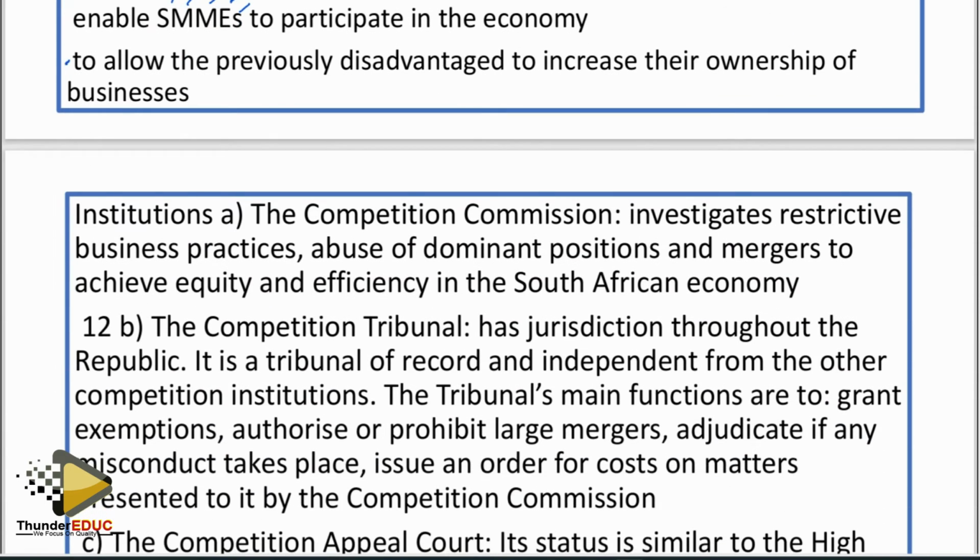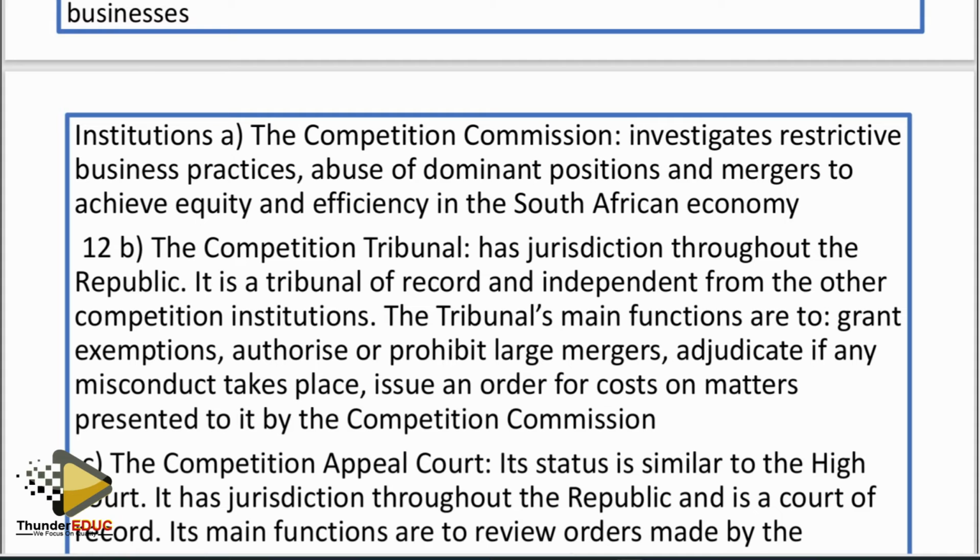So now also we can say that the Competition Commission is there on the ground to investigate restrictive business practices, abuse of dominant positions, and measures to achieve equity and efficiency in the South African economy. If you still remember, great talks, the major role of the Competition Commission is to make sure that businesses are adhering to the Competition Act. Remember, according to the Competition Act, businesses shouldn't form any collusion. They shouldn't form any cartel. They shouldn't form any mergers. They shouldn't even acquire one another or take over one another. But what they should do is allow competition to take place, as I explained the essence and the importance and the significance of competition in the previous slides.